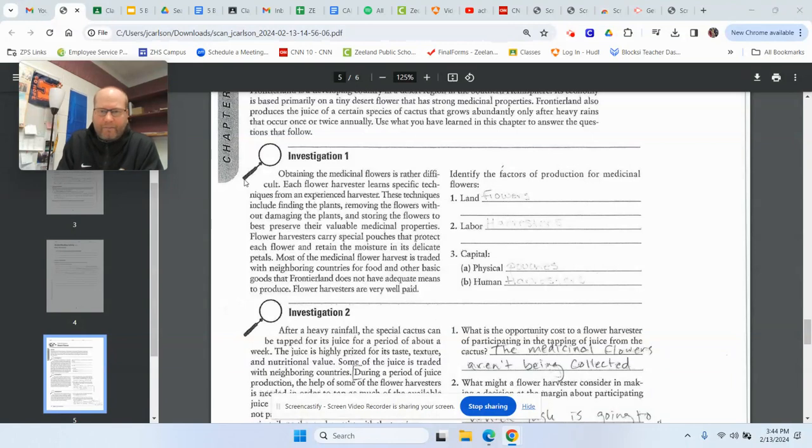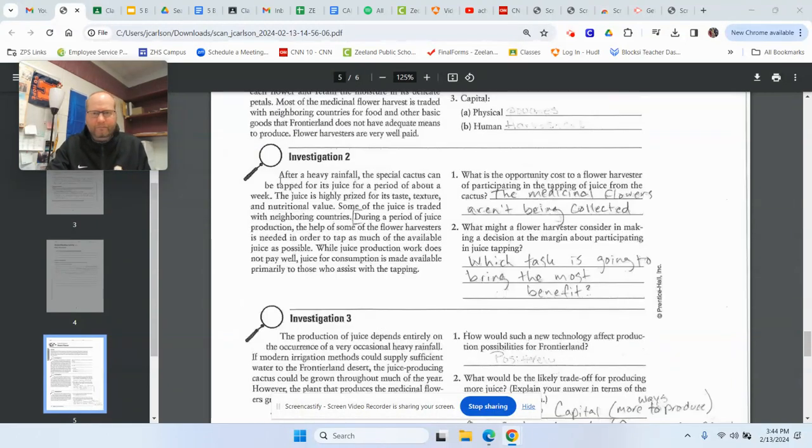Land, you need the flowers. You've got to have the space, the right dirt, the specific type of land. Labor, you've got to have the harvesters. It's mentioned in there, we've got to have those people able to do this. And then capital, physical. That's all sorts of stuff. You've got to have the planters, probably machines that go through it, and the equipment for pulling the medicinal stuff that we need out of the plants. And then human resources, again, we've got to have human capital in terms of harvesters and workers.